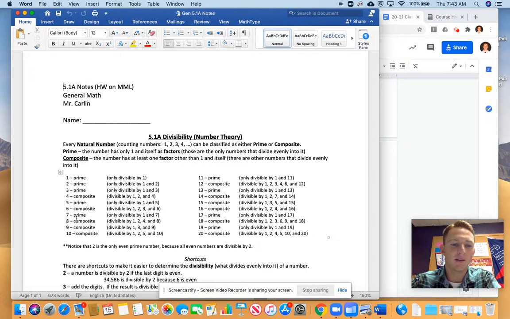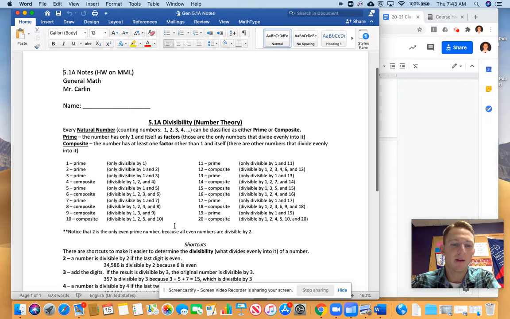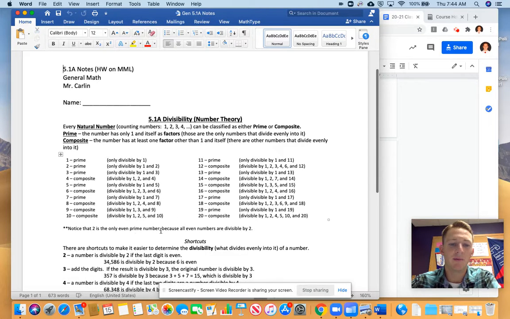We have a little key here. So 1 is a prime number because it's only divisible by 1. 2 is a prime number because it's only divisible by 1 and itself. Same with 3. But 4 would be composite because it's divisible by 1, 2, and itself, and so on. You can look through that list. But notice that 2 is the only even prime number because all even numbers are divisible by 2. But 2 would be prime because if we divided it by 2, that's dividing it by itself.